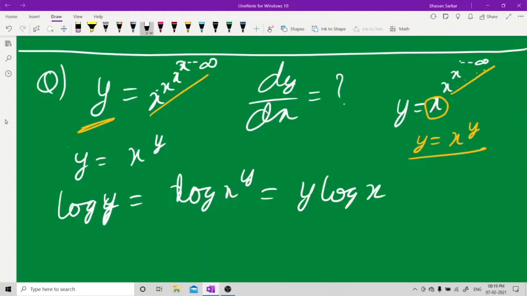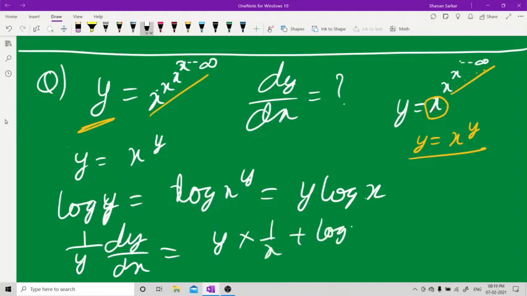Take derivative: 1 upon y dy by dx is equal to y into, now I'm doing it directly, derivative of log x is 1 upon x, plus log x. This is the first function, this is the second function. First function as it is, derivative of the second function, plus second as it is, derivative of the first. I hope now you understood.